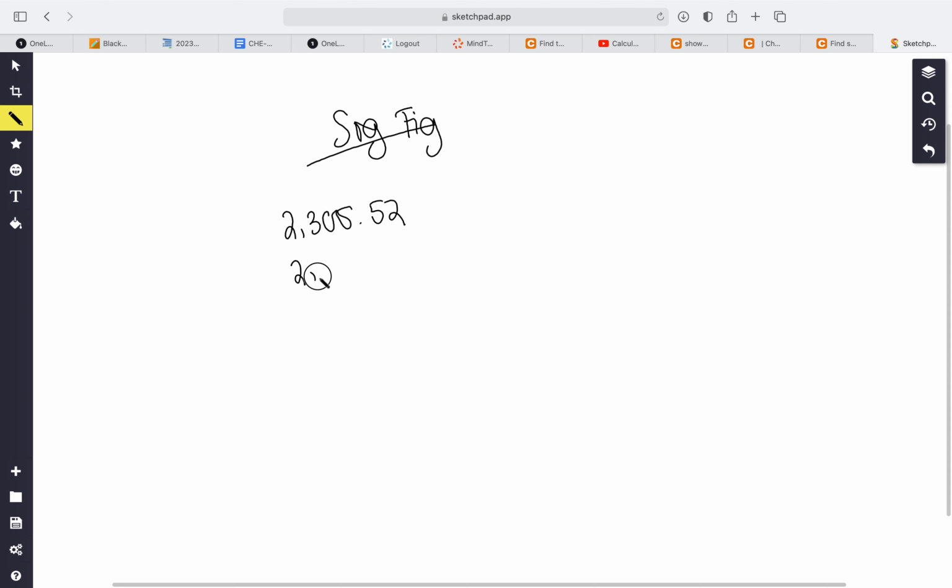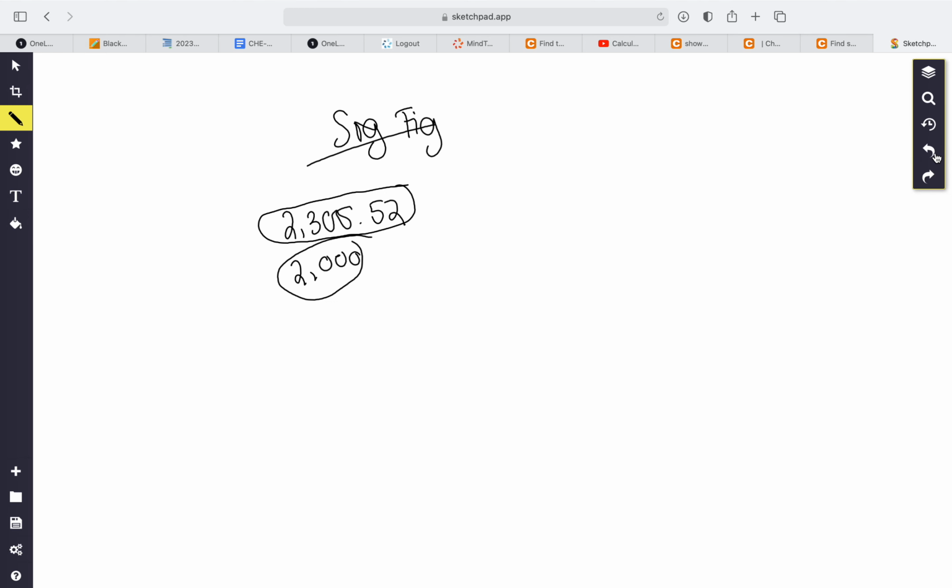2305.52 versus 2000. These numbers have nearly the same value. If you're thinking about the magnitude, this is 300 off, but it's 2000. They're not too far off, but this one is way more accurate than this one, and that's because it has so many significant figures, and this one has so few. This only has one significant figure, and this has 1, 2, 3, 4, 5, 6. This is 6 significant figures.